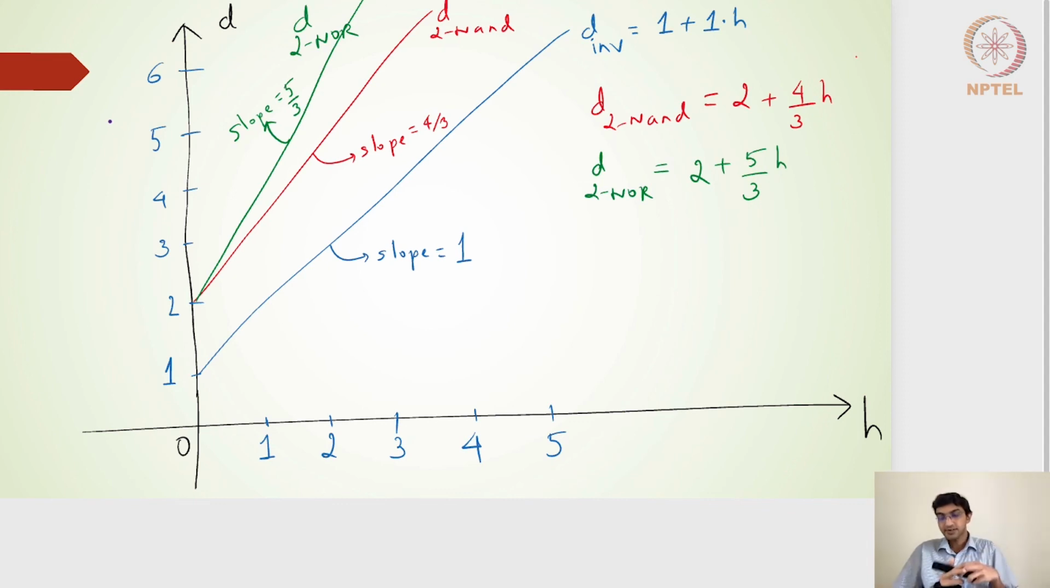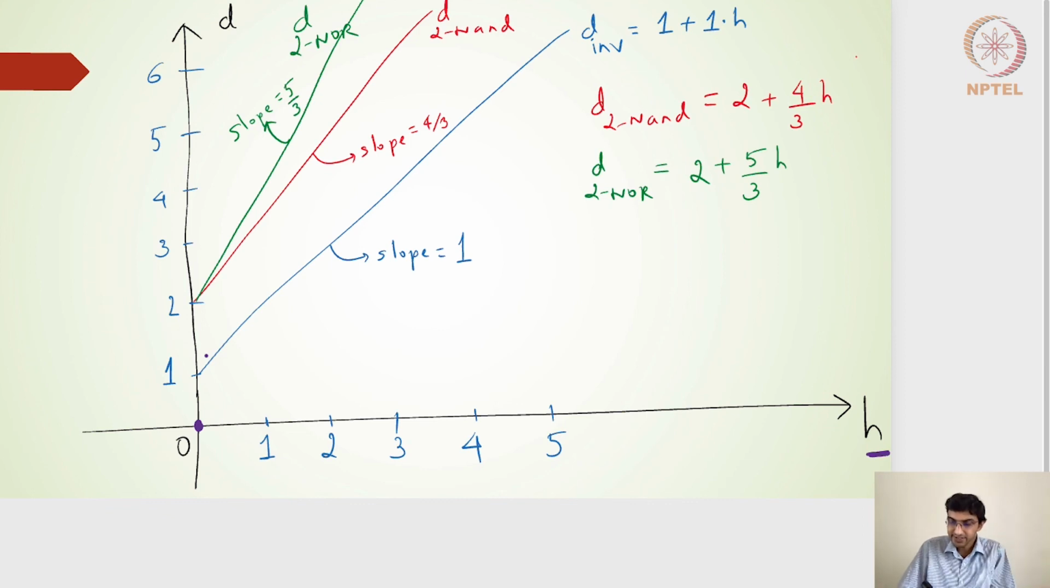So this is basically a graph of the normalized delay with respect to H, the electrical effort or the fan out. So D versus H. If H is 0, so the electrical effort is 0, that means the effort delay is 0. That means the first stage is not putting any effort on the second stage. What it means is, if H is equal to 0, the delay is only due to its own parasitic capacitances, or the parasitic factor.